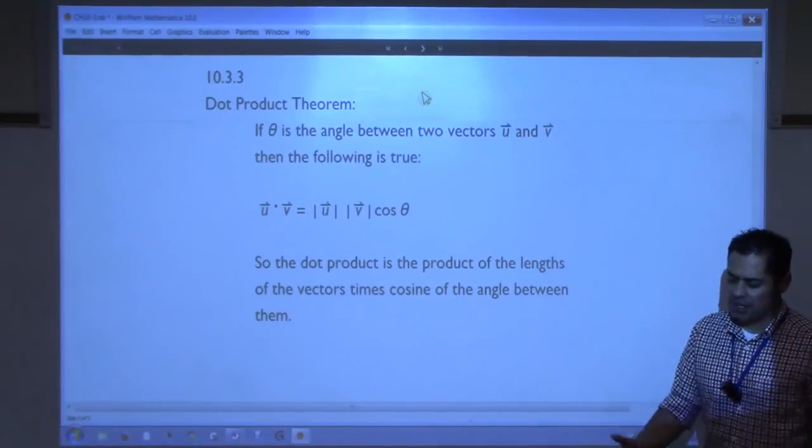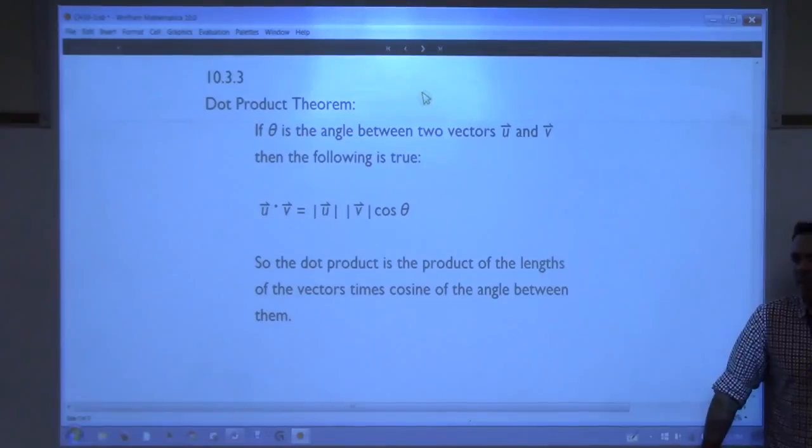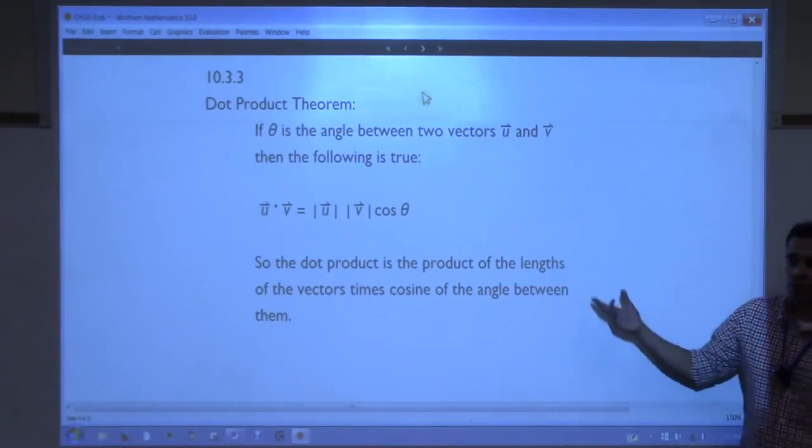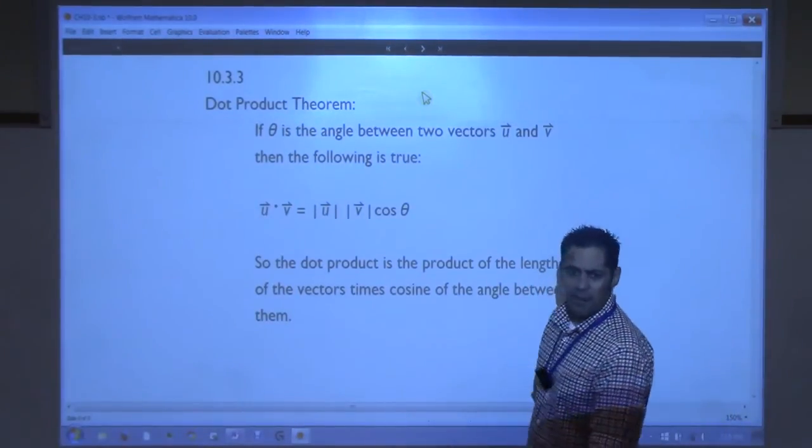Some proofs in this calculus book just can't be done because the proofs are too advanced. When the proofs are easy enough for a student at this level to follow, they'll put the proof right there in the section, which in this case they did. So I would encourage you to go and take a look at it. I'm not going to commit time to the proof.